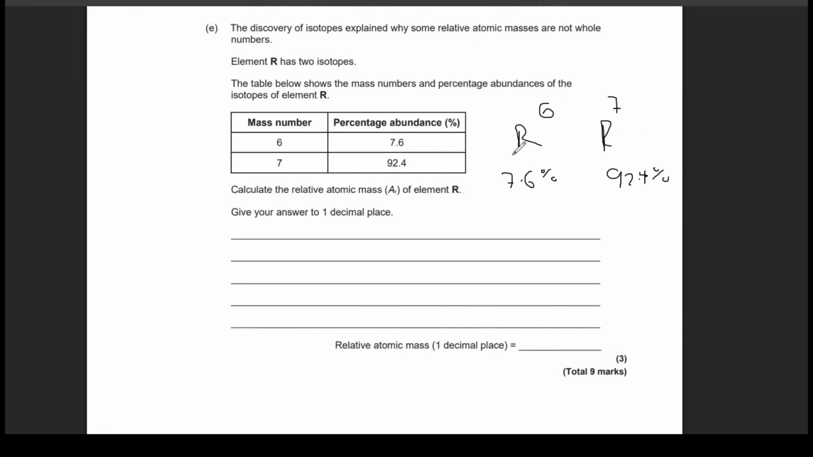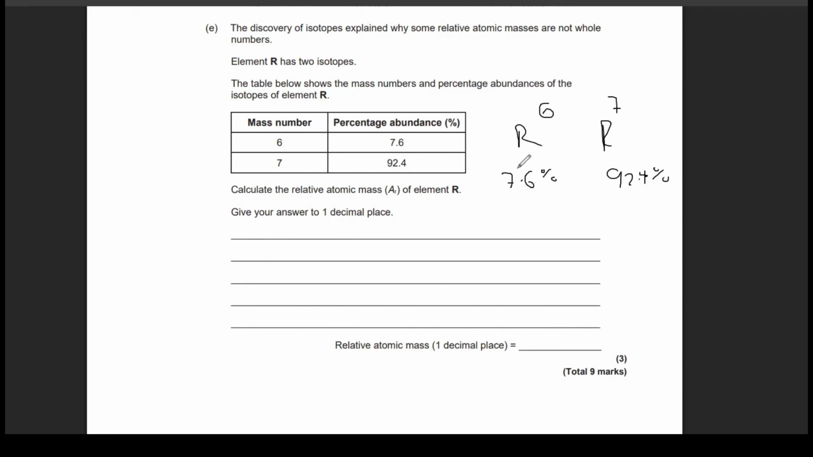So, before we start, let's do our common sense check so we know if our answer's right. We're basically trying to calculate the average mass between 6 and 7. And you might say, that's easy, sir. That's 6 plus 7 divided by 2. That's 6.5.